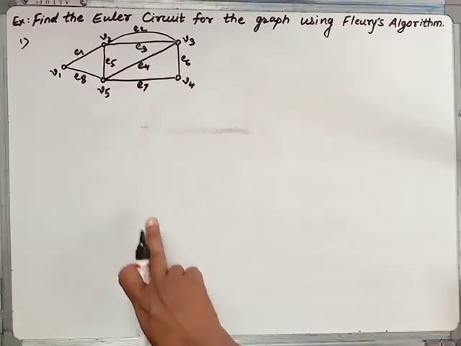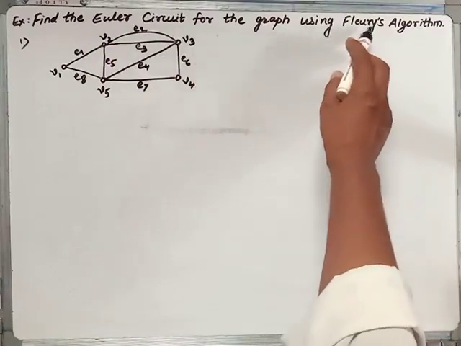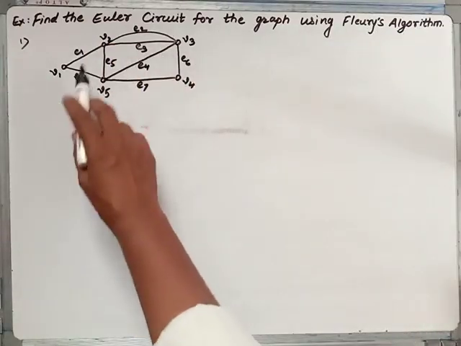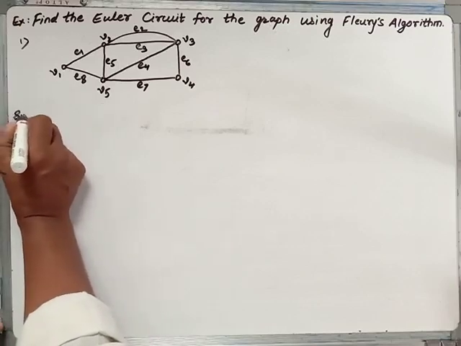Hello students, here we will solve the example: find the Euler circuit for the graph using Fleury's algorithm. This graph is given to us here. So let's solve this.